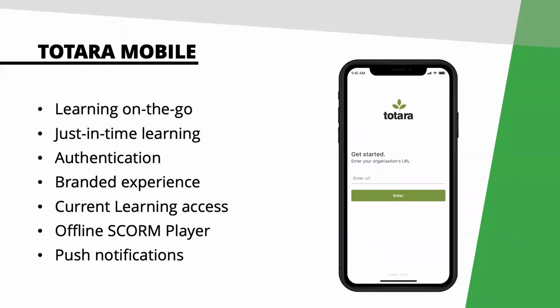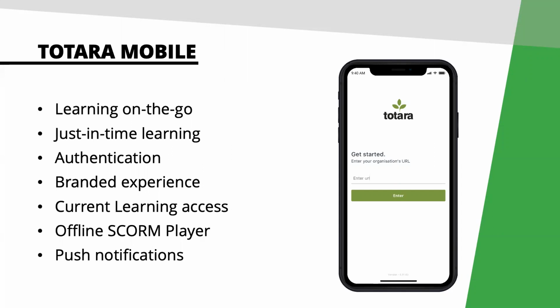And what it allows users to do currently is access all of their current learning, their courses, programs, and certifications, go in and view those courses, and complete activities and resources as they would normally. It also has an offline SCORM player, so you can download your e-learning onto your phone and complete it potentially when you're offline or have low connectivity.